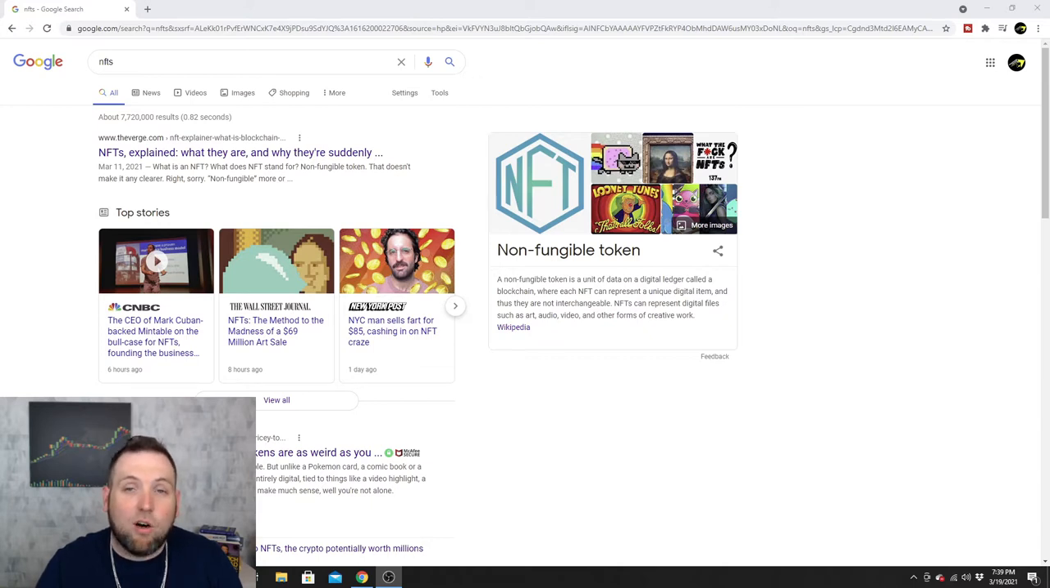There is not a whole bunch of non-fungible tokens that are exactly the same out there. In fact, every non-fungible token is uniquely different. And you can see right behind me, we have an actual definition, and you can see a non-fungible token is a unit of data on a digital ledger called blockchain, where each NFT can represent a unique digital item, and thus they are not interchangeable. They can represent digital files such as art, audio, video, and other forms of creative work. So hopefully you have a little bit better understanding after hearing the definition and my short definition.